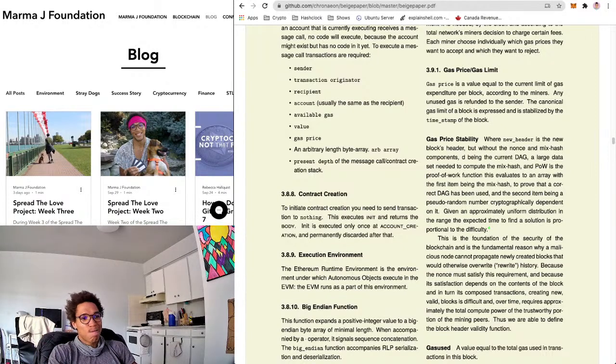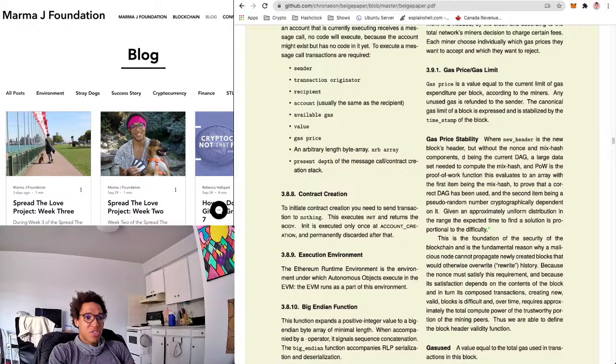Again, just saying that you use this difficulty, difficulty being the current DAG, right? D being the current difficulty. A large data set is needed to compute the mix hash, and proof of work is the function that evaluates to the array. You need to prove the correct difficulty is used. The second item is not really a random number, a pseudo-random number, but it is dependent on proving that you used this correct difficulty. So if you didn't use the correct difficulty and you found the hash, someone would know. But if you did, you get this pseudo-random number that anyone could compute based on the correct difficulty and the fact that you found that hash.